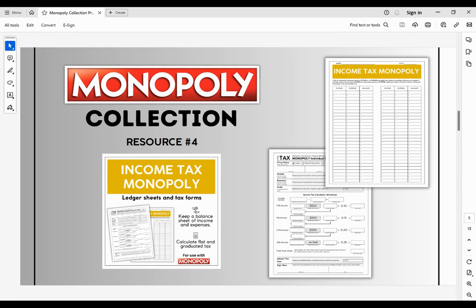All right, then we have income tax Monopoly. Taxes, really hard topic to teach, especially to get students excited about it. And trying to find an opportunity for them to practice filing taxes is not the easiest thing. So let's play Monopoly. Let's generate profit and let's tax our profits using a flat tax and a progressive tax system. So I have options for both.